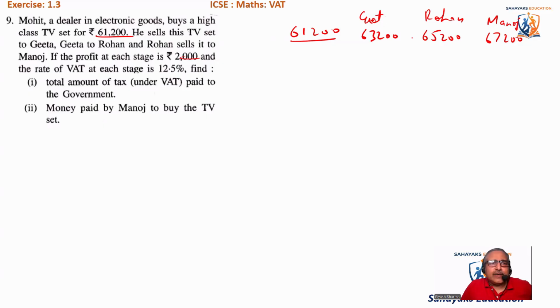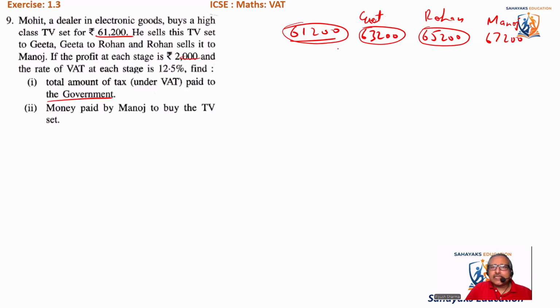Okay, the rate of VAT at each stage is 12.5%. Find the amount of tax under VAT paid to the government. Okay, what is the total amount of VAT which is paid to the government? Okay, see, the government charges the VAT on the total amount. So initially when it was purchased, at that time, Geeta must have paid some VAT on it. When Geeta sold it to Rohan for this price, Rohan must have paid some VAT on it. When Rohan sold it to Manoj, Manoj must have paid VAT on this price. Okay, so basically everybody has paid VAT on it.